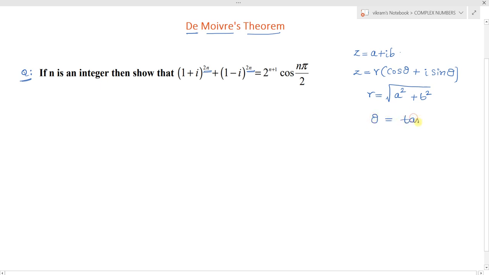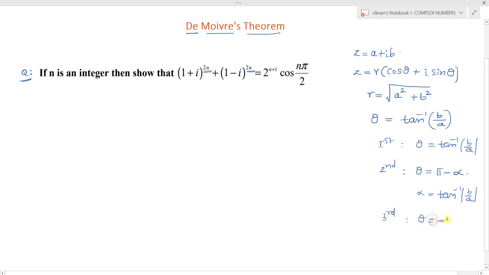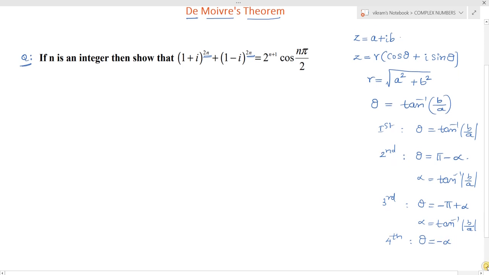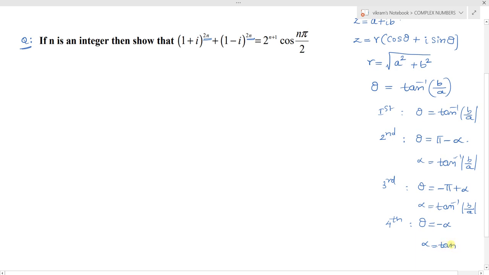The argument θ is arg z, which is generally tan inverse of the imaginary part by the real part. If θ is in the first quadrant, θ is itself tan⁻¹(b/a). If it is in the second quadrant, θ = π − α, where α = tan⁻¹(|b/a|). In the third quadrant, θ = −π + α, where α = tan⁻¹(|b/a|), and in the fourth quadrant, θ = −α, where α is again tan⁻¹(|b/a|). These are the concepts we have to cover to solve this problem.